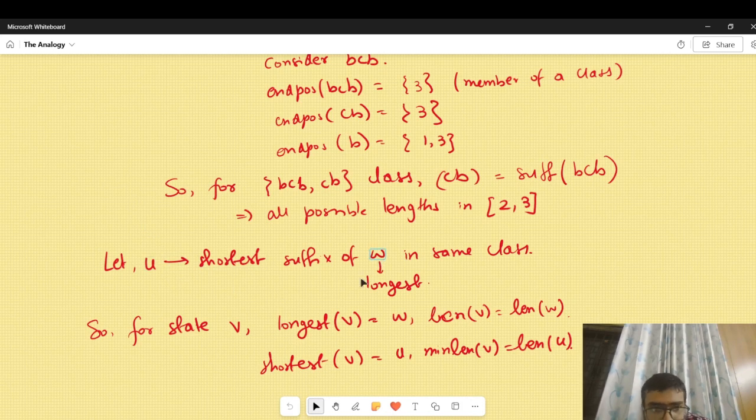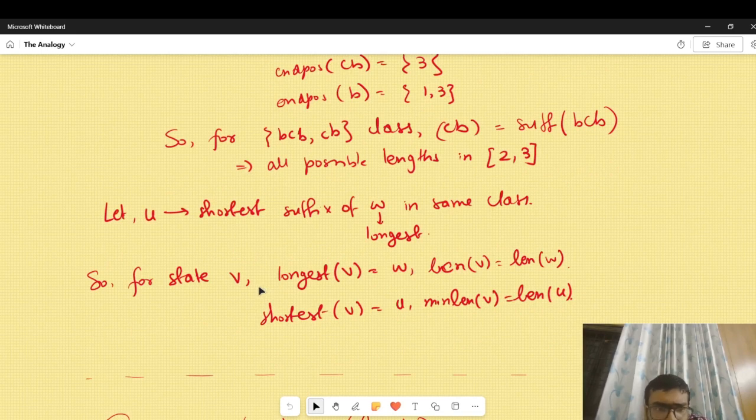But at the same time, because u and w have the same npos set, and k is a suffix of w, the npos set of w will be a subset of that of k. So the npos set of k will be equal to that of u and w, and hence k will be in the same class.